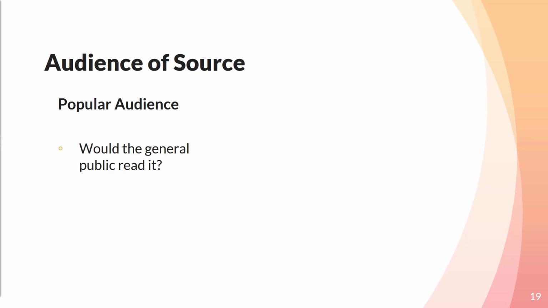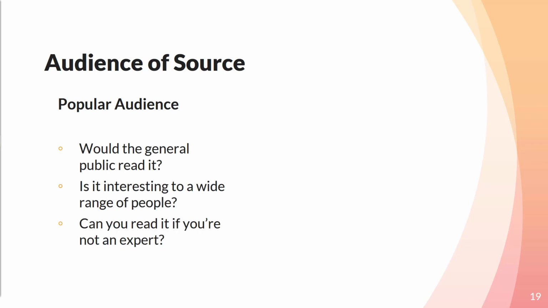Consider who the information is for. An article for a popular audience is one that's written for people who aren't experts in the field. They may be reading the article just to learn about something they're not familiar with yet because they're interested, or just for fun. To determine if a source is for a popular audience, ask, would the general public read it? Is it interesting to a wide range of people? Can you read it if you're not an expert? Is it general and not detailed?